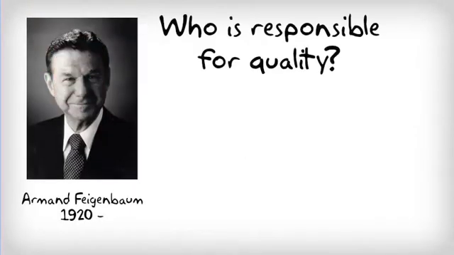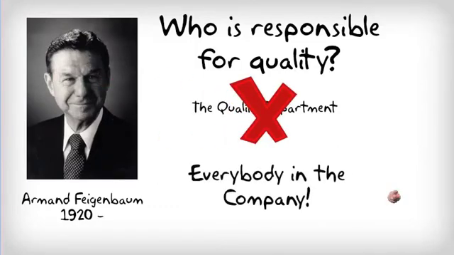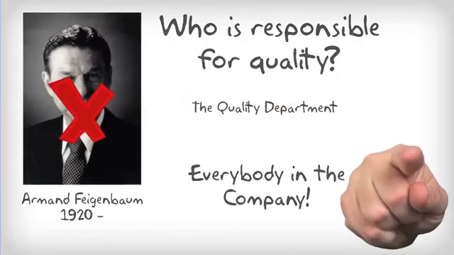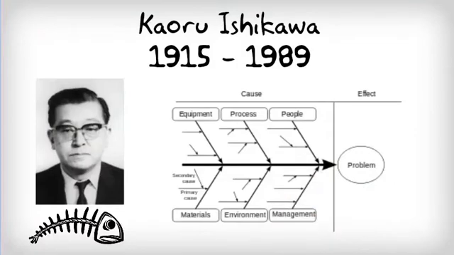Dr. Armand Feigenbaum is up next. Feigenbaum is generally given credit for establishing the concept of total quality control in the 1940s while he was employed at GE. Then we have Dr. Kaoru Ishikawa, who is credited for the Japanese quality control movement and for developing what's called quality circles. And of course, the famous fishbone diagram is also named after him, which is formally called the Ishikawa diagram.